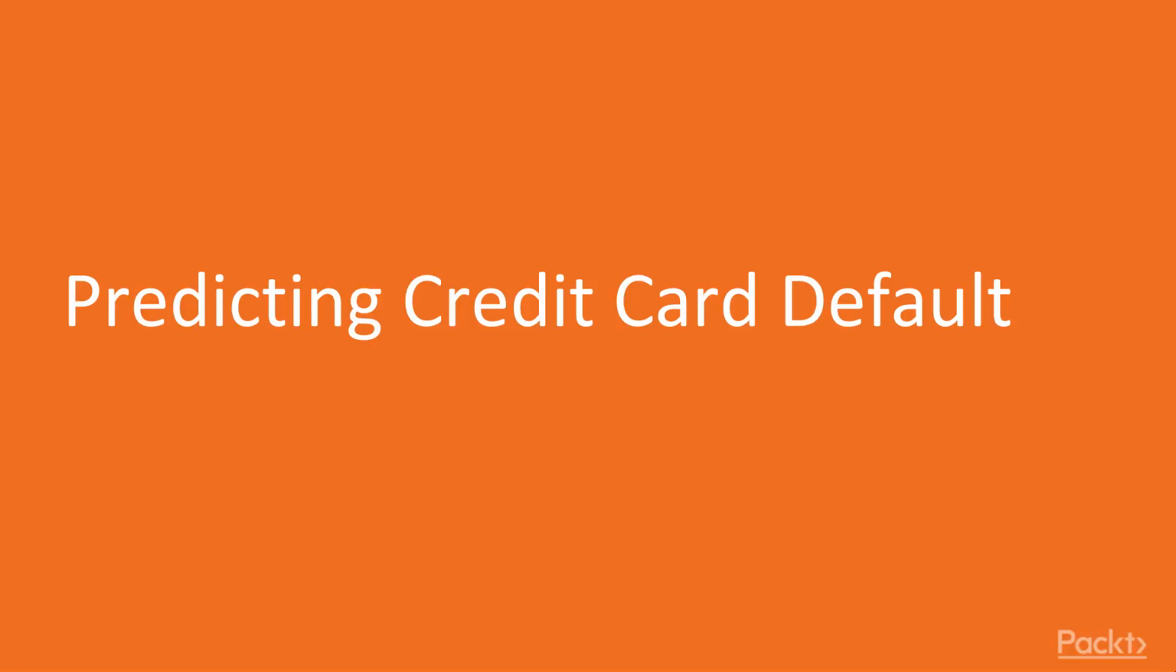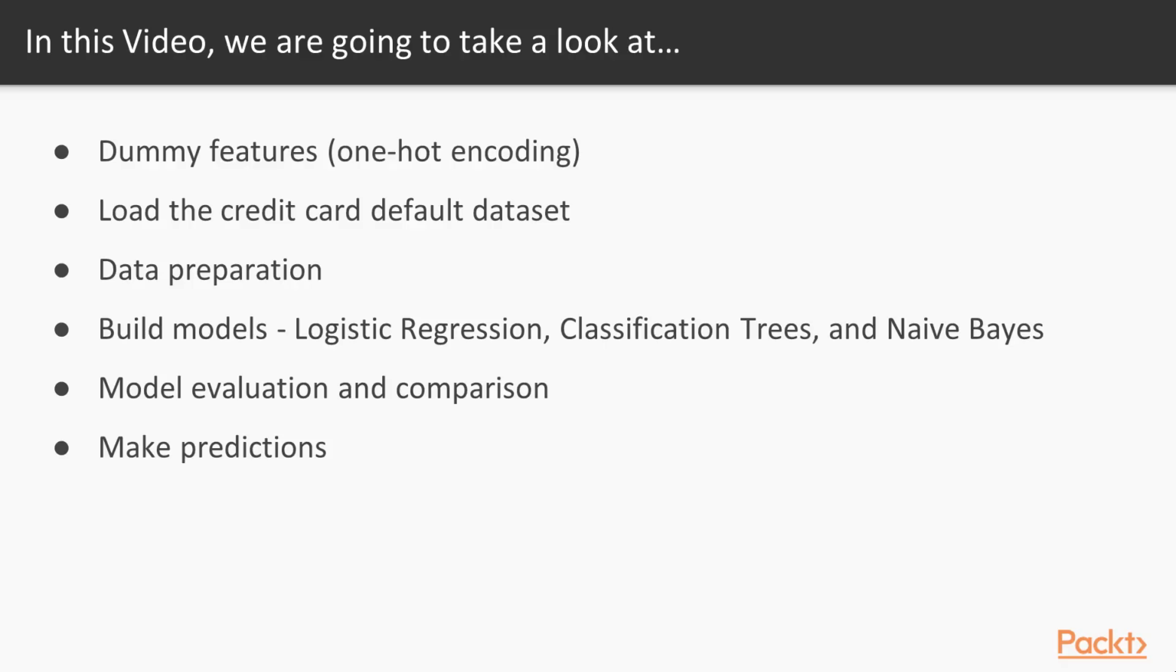This is the first video of this section, and here we are going to be predicting credit card default. We are going to do a lot of things in this video. First, we will talk about dummy features or one-hot encoding, which is a technique to encode the information that we have in categorical features. Then we will go to the Jupyter Notebook and start working on the dataset.